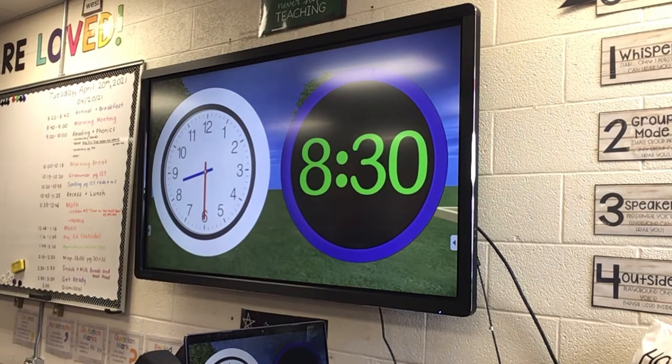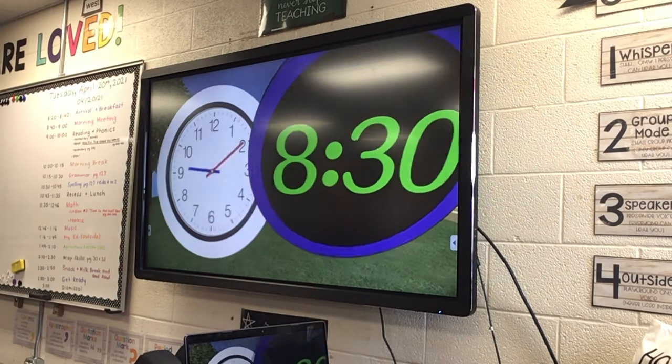We have 2 clocks here, the analog clock on the left and the digital clock on the right. The digital clock shows 8:30, and the analog clock shows 8:30 as well. The 8 shows the hour, and the 30 shows the minutes that have passed. If we were to write the time, we would write it just like the digital clock shows.